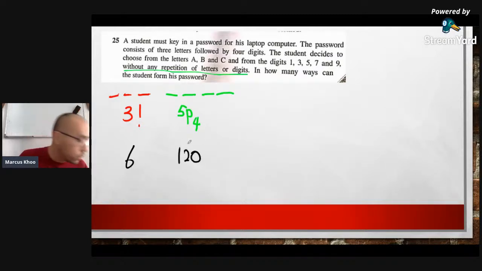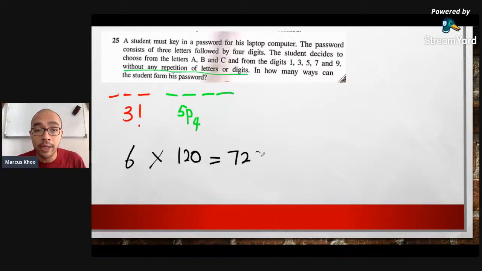Okay, then what do you do with these 2 numbers? How do I find this? This is where the multiplication rule applies. Remember that these are events that happen successively, one after another. He first chooses the letters, and then he chooses the digits. Because of that, we have to multiply. There are 6 ways he can choose 3 letters, and there are 120 ways he can choose 4 numbers out of 5 numbers to form the password. So the number of passwords that you can form is actually 720 passwords.